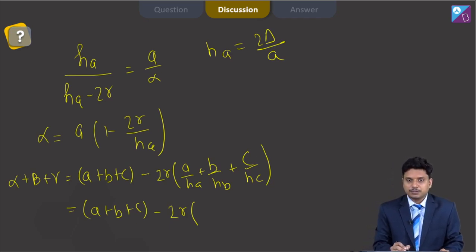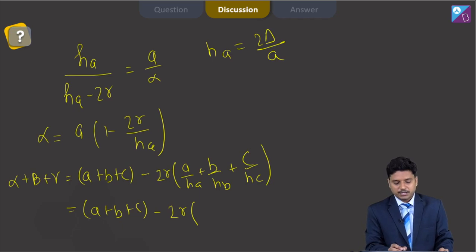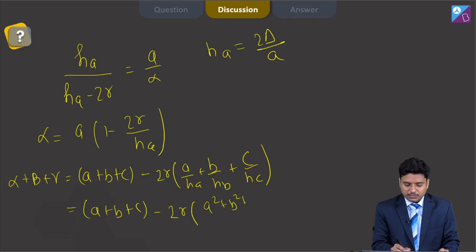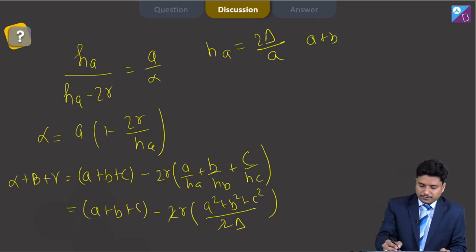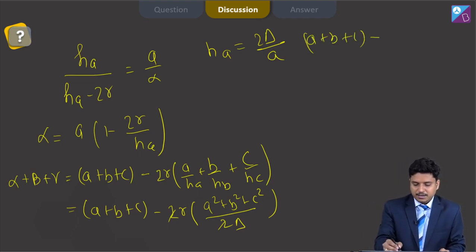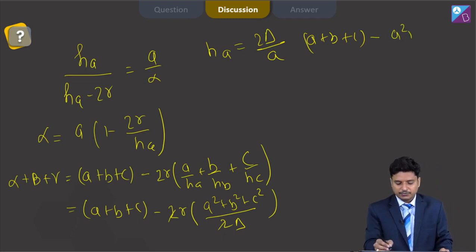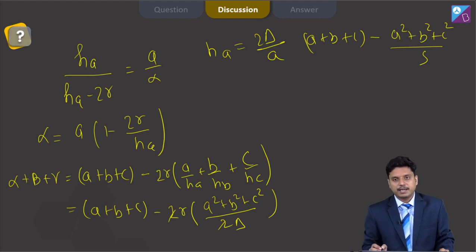But before that we are trying to simplify this A by HA plus B by HB plus C by HC. So HA is 2 delta by A, similarly HB will be 2 delta by B, similarly HC will be 2 delta by C. So what will be the value? It will be A square plus B square plus C square divided by 2 delta. So this 2 gets cancelled and R by delta is in fact 1 by S. So what are the values? A plus B plus C minus R by delta is 1 by S, and A square plus B square plus C square will be present, divided by S.